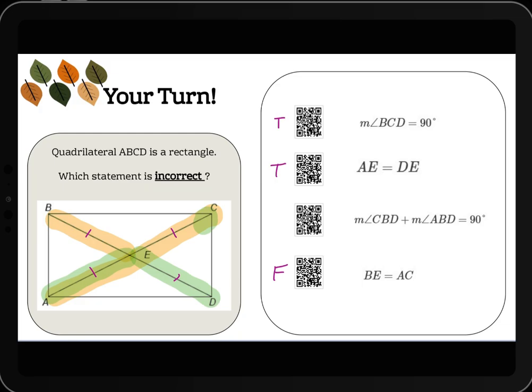The other one, of course, is CBD. CBD is going to be this angle right here, and ABD is this angle right here. These angles combined, of course, are going to be complementary because they form 90 degrees, so that statement actually is also true. So the BE equals AC statement is the false statement.